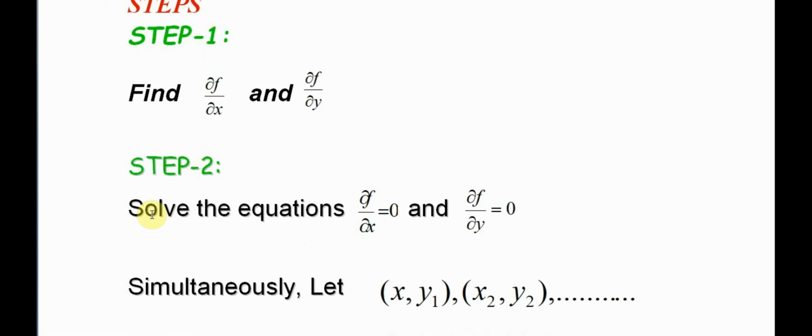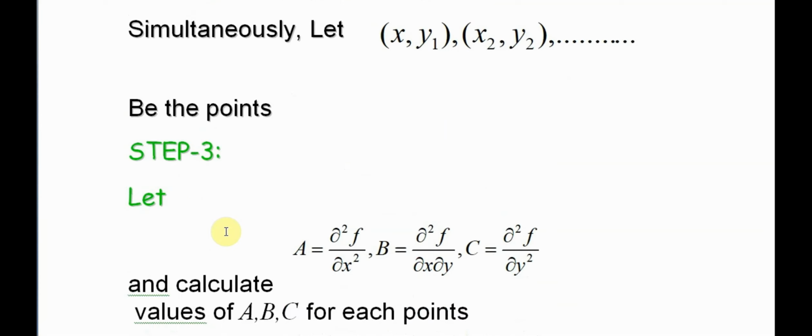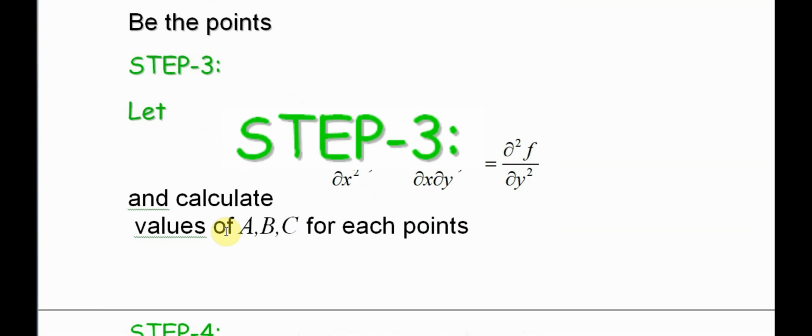Please remember this, students: solve the equations dou f upon dou x is equal to 0 and dou f upon dou y is equal to 0. Whatever equations we get in step 1, I'm going to equate to 0, and then we will come to the points. So the simultaneous solutions are points (x1, y1), (x2, y2) and so on. Then we'll go to the third step.